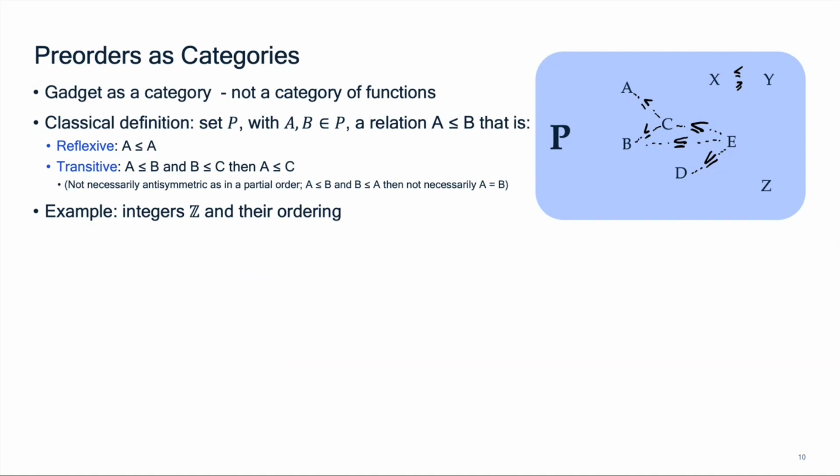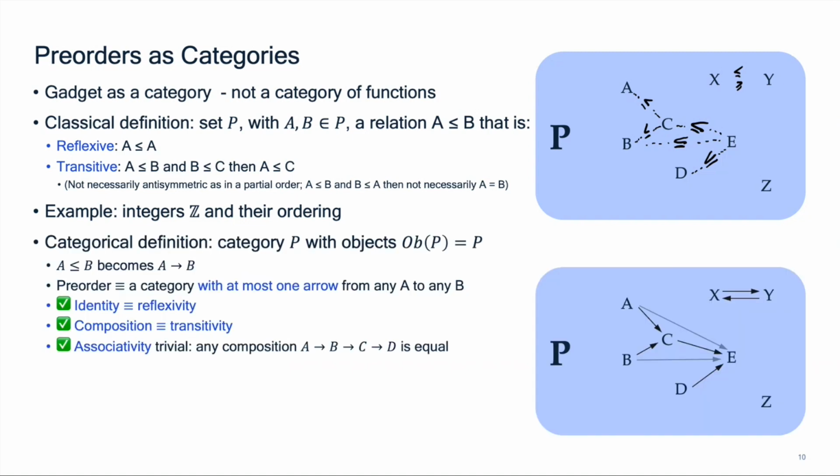An example of this is the integers, and smaller or equal will be just the ordering of the integers. Now we can also write a category that is equivalent to this preorder. Namely, we write down a category whose set of objects are these elements P, and the smaller or equal relationship becomes an arrow in this category. Now you'd see that a category that has at most one arrow between any two objects is equivalent to a preorder.